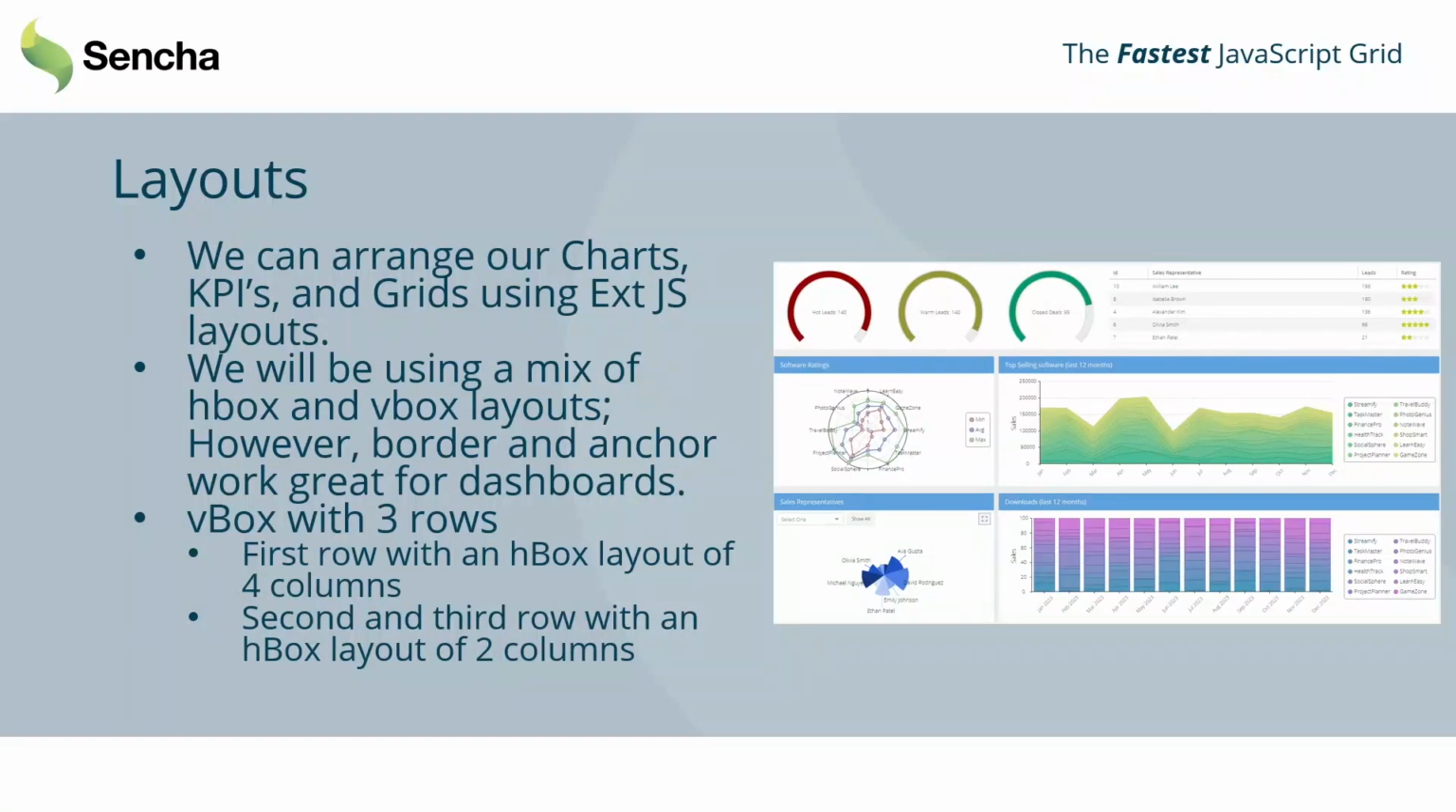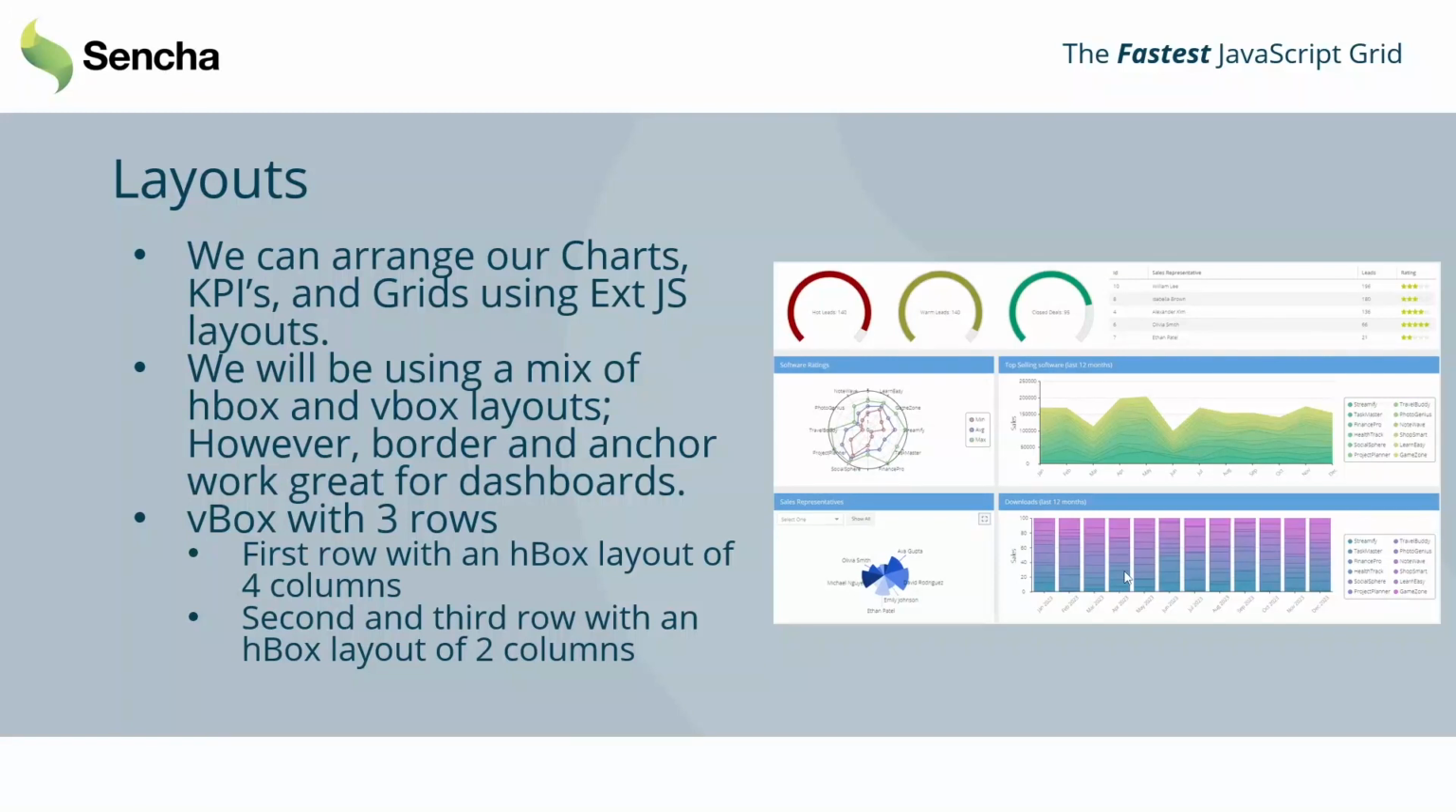Okay, now that we have seen two basic charts, the next part is to actually take a look at layouts. We have quite a few here with Ext JS. However, I'm just gonna be using the HBox and VBox layouts to set everything up. So when we take a look at this dashboard, you're gonna see that I have three main rows. That's 1, 2, and 3. And the first one is divided into 4 columns. The second one is 2 columns, and the third one is 2 columns.